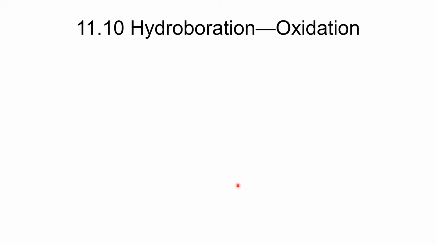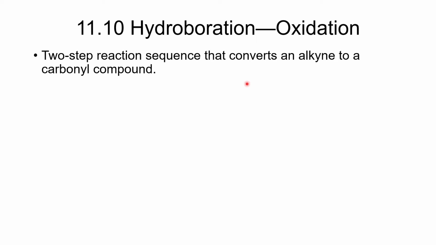All right, our next reaction that we want to look at is hydroboration-oxidation. Again, we saw hydroboration-oxidation during the previous chapter on alkenes. And something interesting happens here when we do it on alkynes. It's a two-step reaction sequence, and it converts the alkyne to a carbonyl compound.